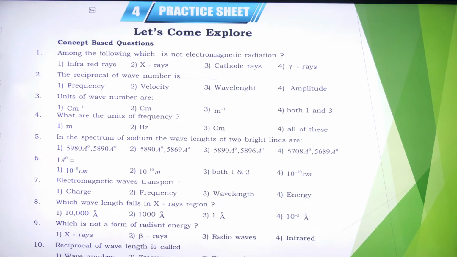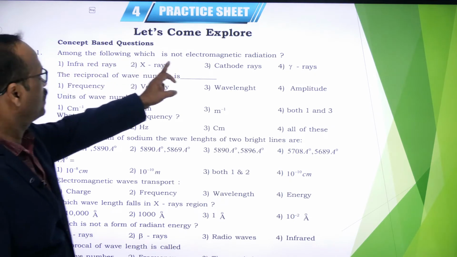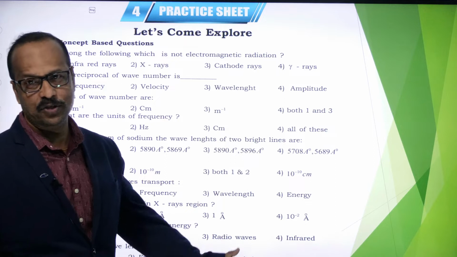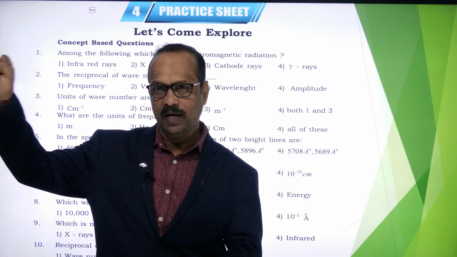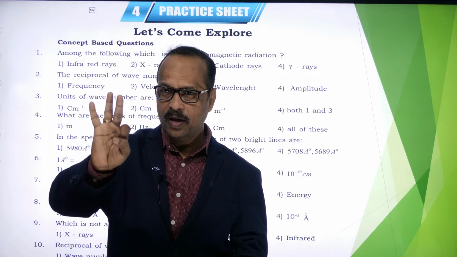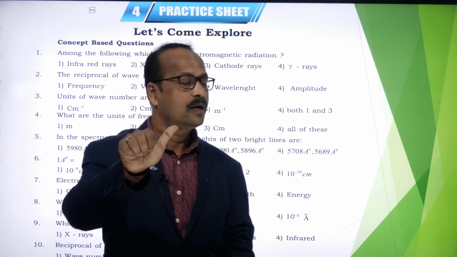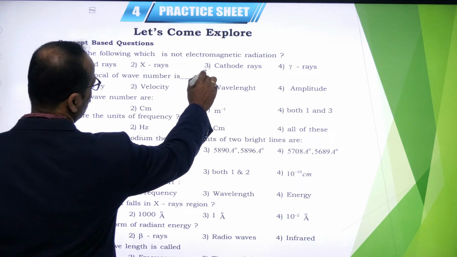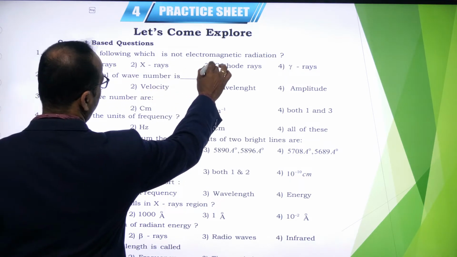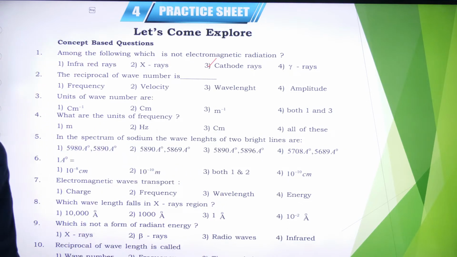Among the following, which is not an electromagnetic radiation? Cosmic, gamma, X-rays, ultraviolet, infrared, yes. X-rays, yes. Cathode rays, no. This is not an electromagnetic radiation. So the answer is cathode rays.